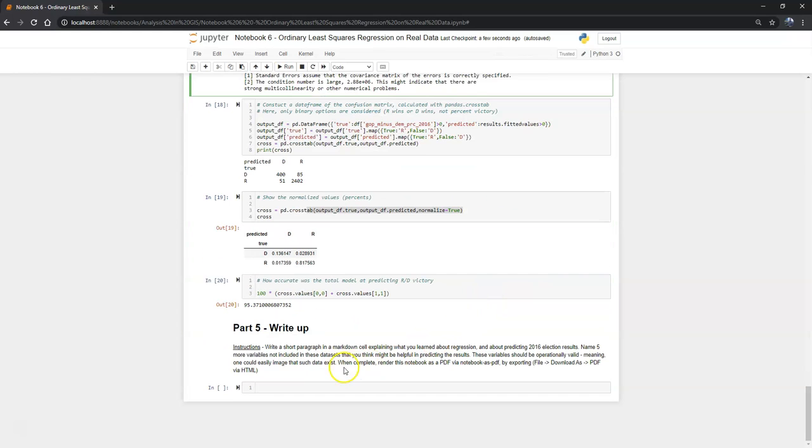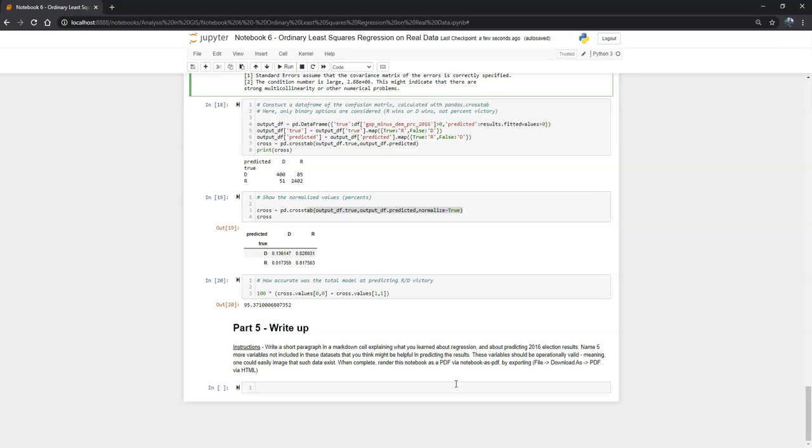Okay, the final bit here, I'd just like you to write a paragraph here in Markdown explaining what you learned about regression and about predicting the 2016 election results. I'd like you to name 5 more variables not included in these data sets that you think might be helpful in predicting the results. I've got a statement here that says these variables should be operationally valid, meaning that one could easily imagine that such data exist. I don't want you to just pull things out of the air. I want you to think about what variables might actually exist that could go into this model.